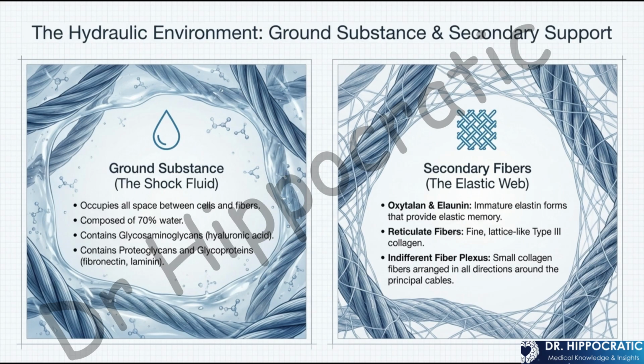Precisely. And alongside those, you have fine lattice-like type 3 collagen called reticular fibers and an indifferent fiber plexus that runs in all directions to hold the entire fluid and fiber matrix together in one cohesive unit. It's an incredibly elaborate setup. So how does the body actually forge this connection in the first place?